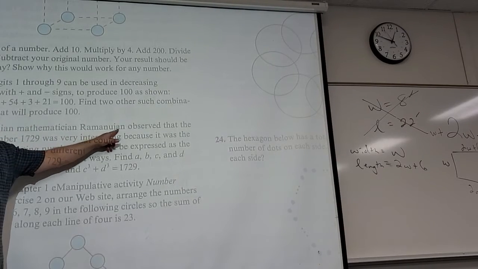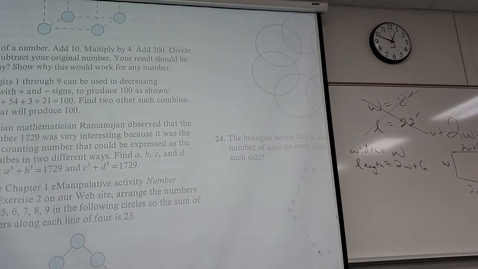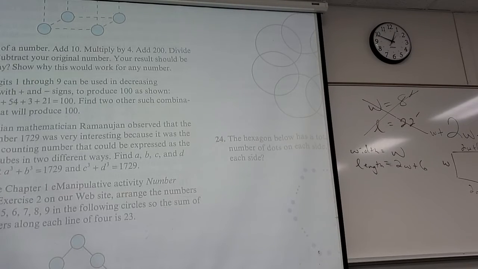Ramanujan observed that the taxi number was very interesting because it was the smallest counting number that could be expressed as a sum of cubes in 2 different ways. Look at all this stuff. And again, this is going to lead into our lecture because we haven't even specifically talked about these things yet. But what is this kind of a candidate for trying? Guess and check. Guess and test. Whatever it is.